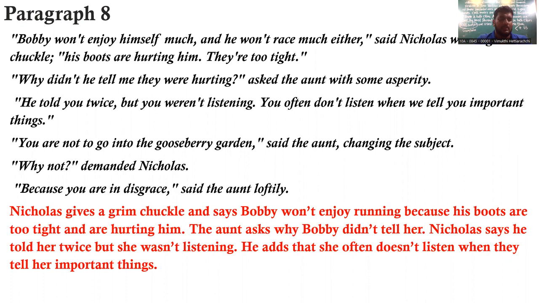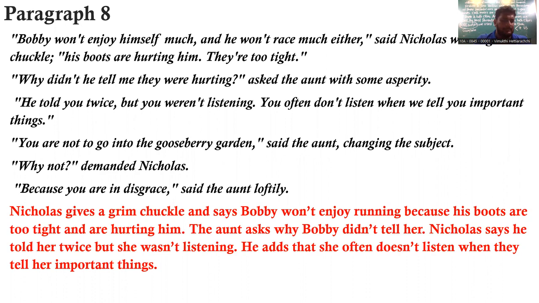First, he explained about the situation of the girl cousin. Now he tries to explain about Bobby's behavior. Bobby is another boy who is suffering because of tight shoes, said Nicholas with a grim chuckle. His boots are hurting him. They are too tight. Right. So Bobby will never enjoy the Jagborough Beach because he can't walk. He can't run. He will not do any sport because right now he is suffering.